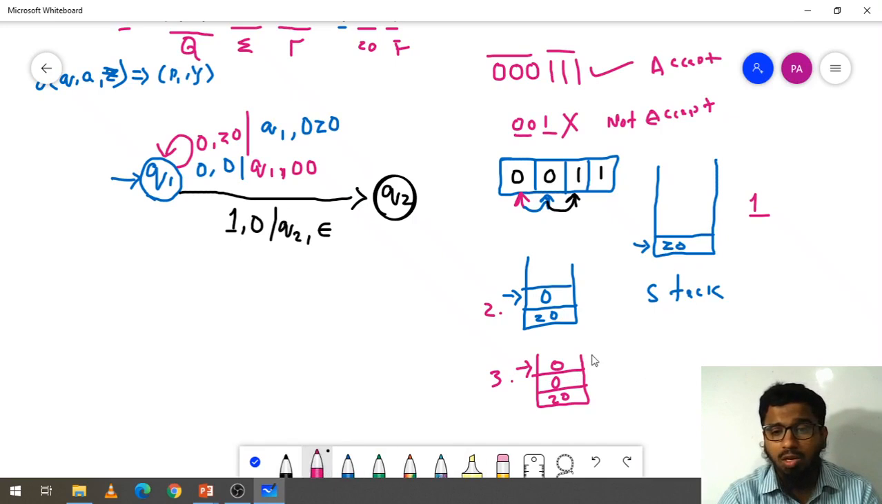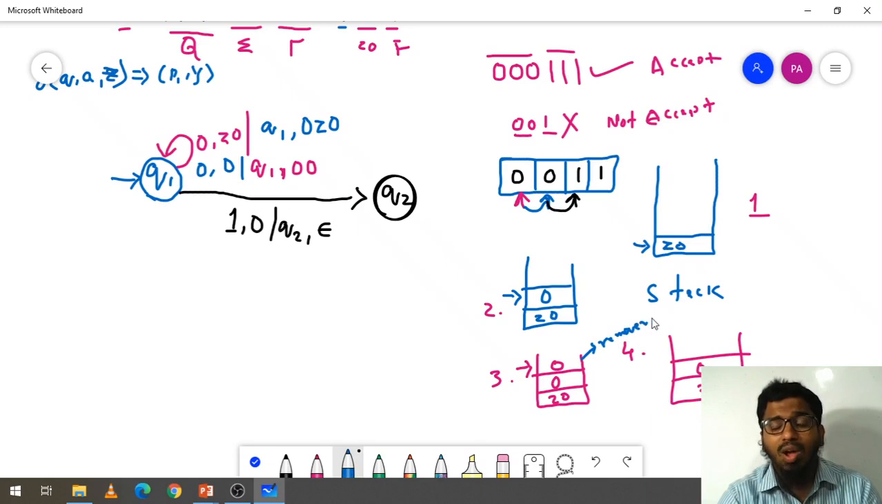What is the fourth one? The fourth stack is 1, 2. So here Z0 will be there, and we have 0 here, and we remove this 0. Why do we remove it? Because whenever we have a 1 corresponding to a 0 in the stack, we need to remove it.